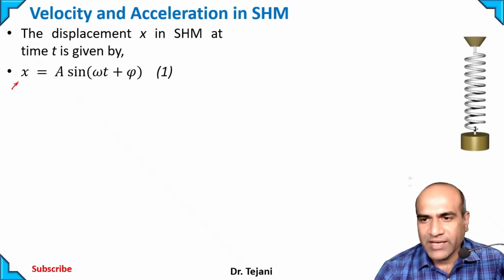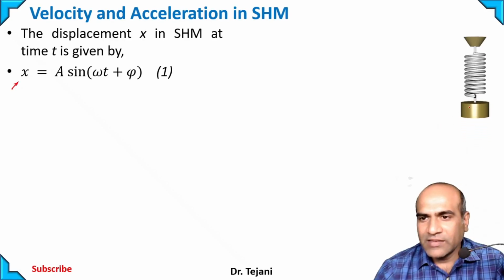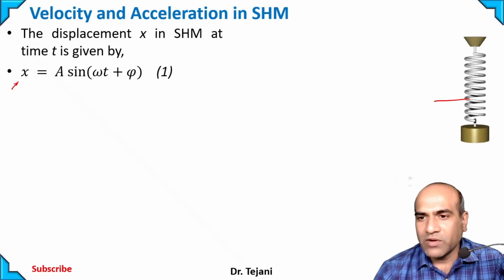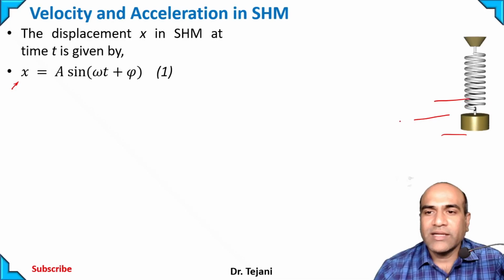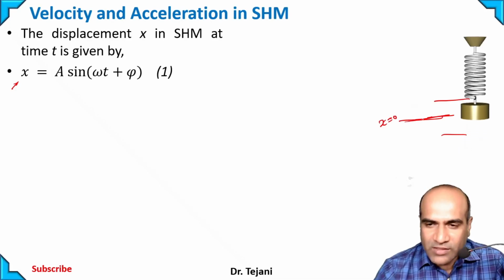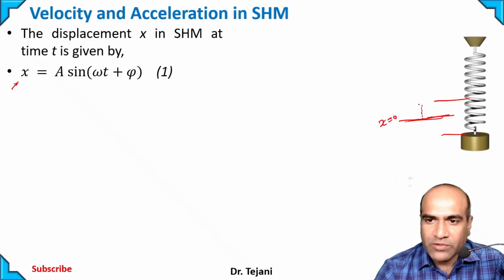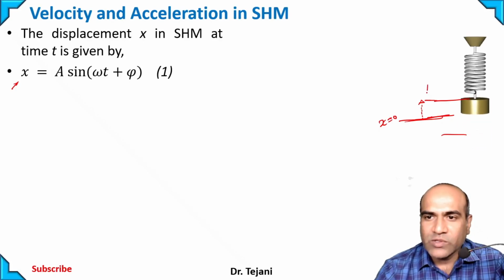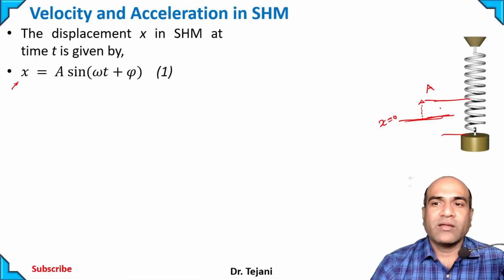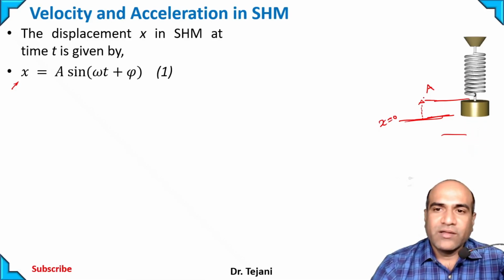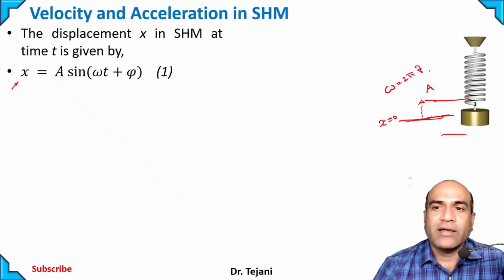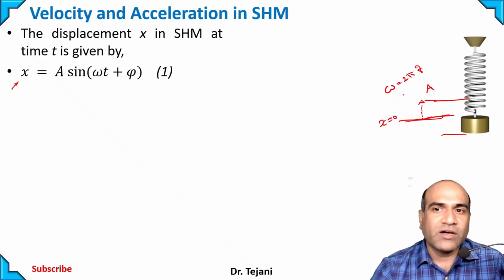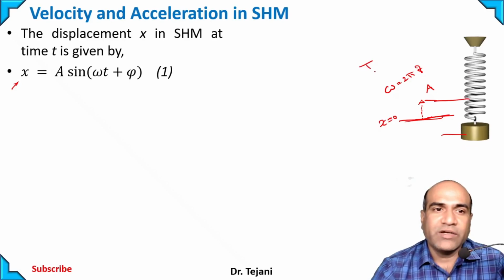So for example, if we consider here, this is the upper movement of the body, this is the lower movement of the body, and in between there is the equilibrium position, where x is 0. The body is moving up and down. This is the maximum value, so that is known as amplitude. And we can find omega, which is equal to 2 pi f, where f is the number of occurrences per unit time. You can also find T.